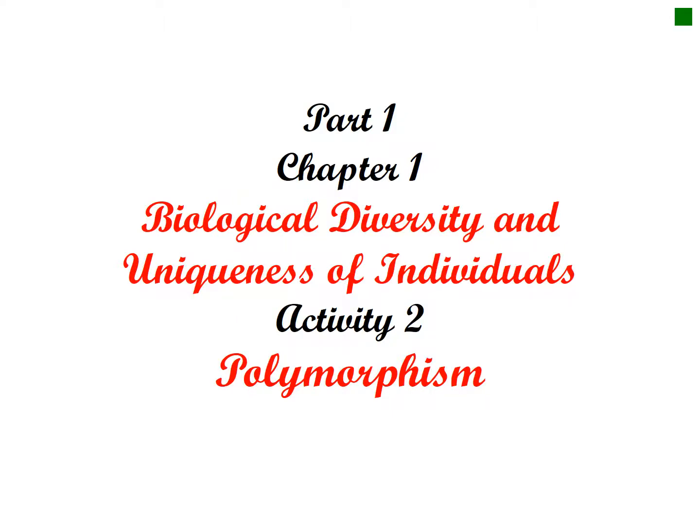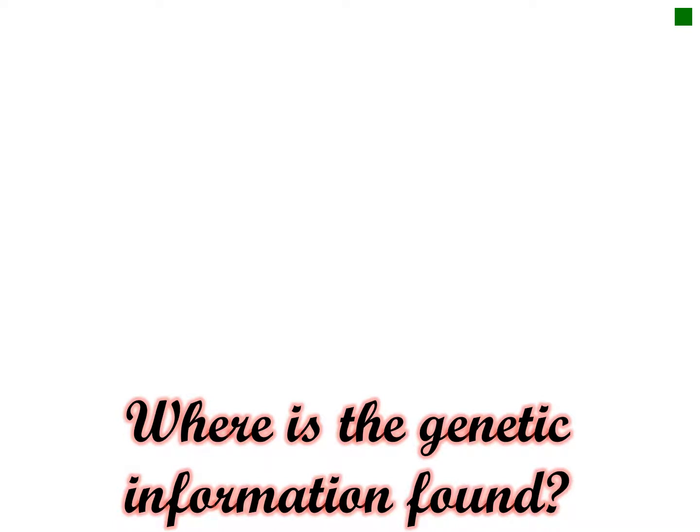Hello, grade 11 students. In this presentation, we're going to talk about chapter 1, the biological diversity and the uniqueness of individuals, activity 2, polymorphism. Let's start with this question. Where is the genetic information found?